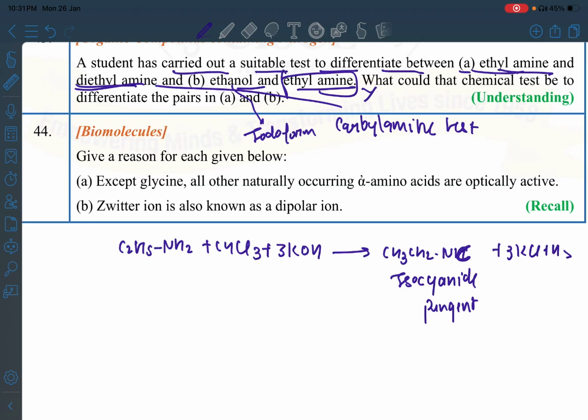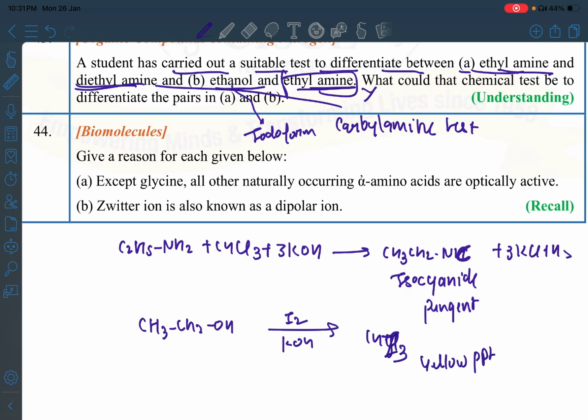Got it? And for ethanol and ethylamine: ethanol, CH3CH2OH, reacts with I2. Firstly, it acts as a reducing agent, and it forms chloroform and iodoform, and iodoform is a yellow precipitate. So ethanol gives that test, ethylamine doesn't. So from the carbylamine test and the haloform test, we differentiate these two substances.